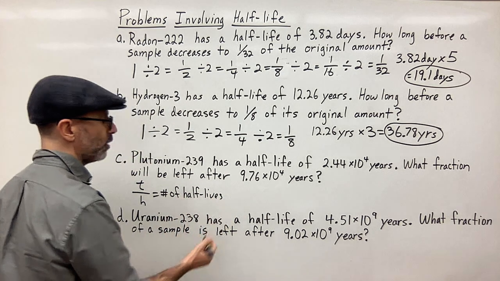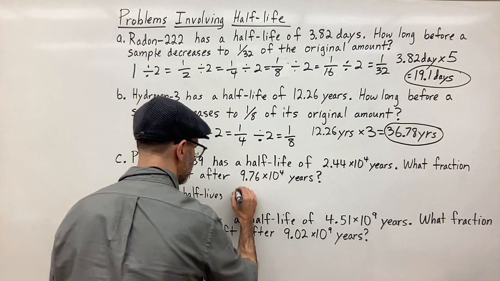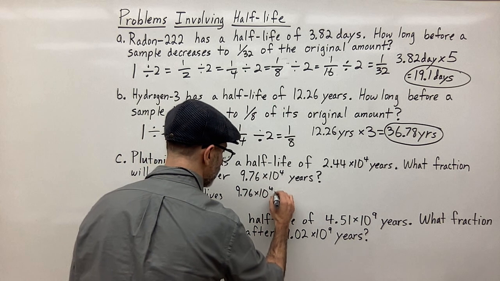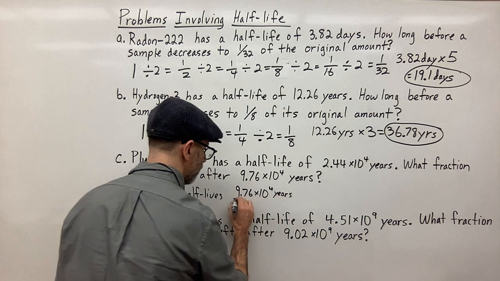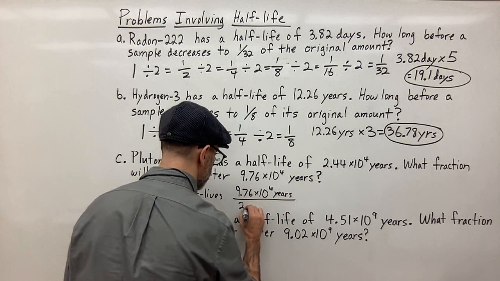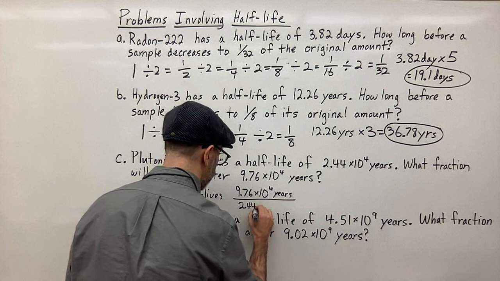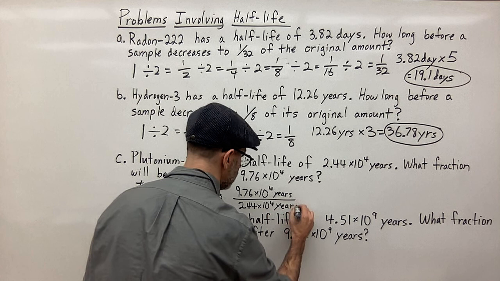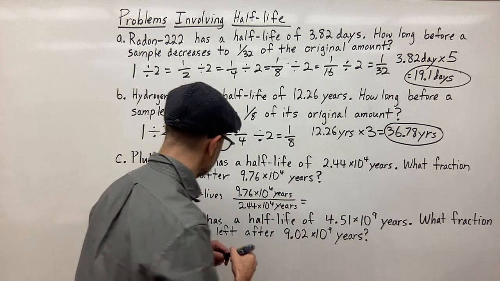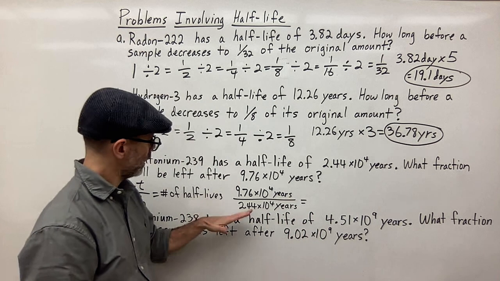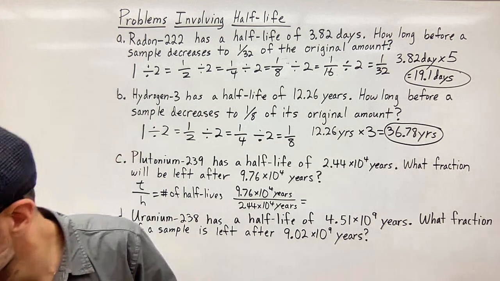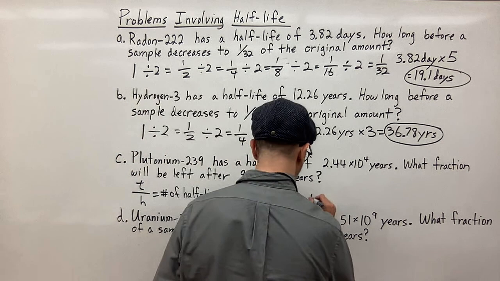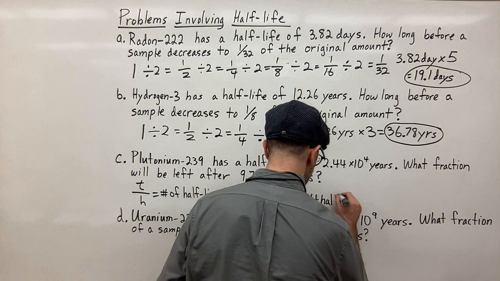Okay, so to find the number of half-lives, we're going to take the total number of years, 9.76 times 10 to the 4 years. We're going to divide that by the half-life, which is 2.44 times 10 to the 4 years. And when you divide that, I'm pretty sure you get 4 half-lives. Let me double check. Yes, you get 4 half-lives.